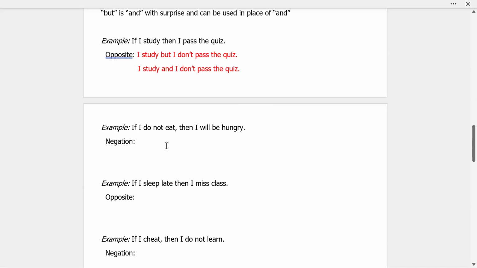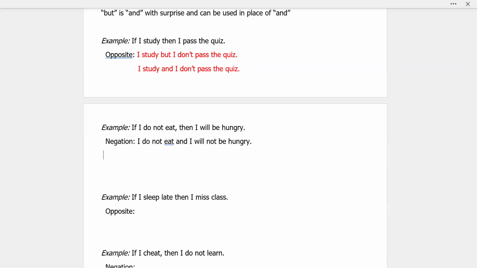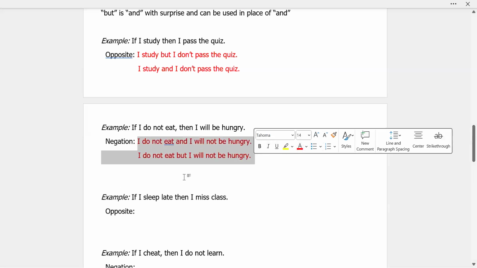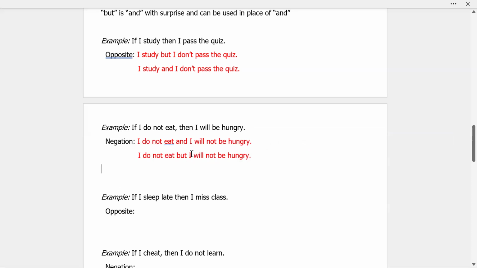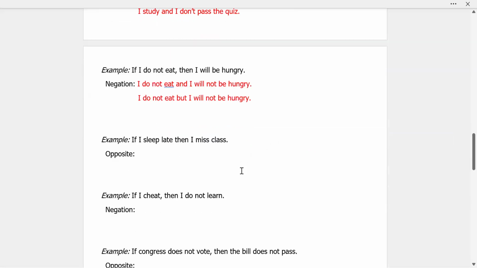If I do not eat, then I will be hungry. So the opposite or the negation would be I do not eat. That stays exactly the same. And I will not be hungry. So I'm saying the opposite there. The first part, the hypothesis, stays the same. I do not eat, but I will not be hungry. You would expect that if I don't eat, I'm going to be hungry. That's why you might use but, because you're surprised that even though you didn't eat, you aren't hungry.